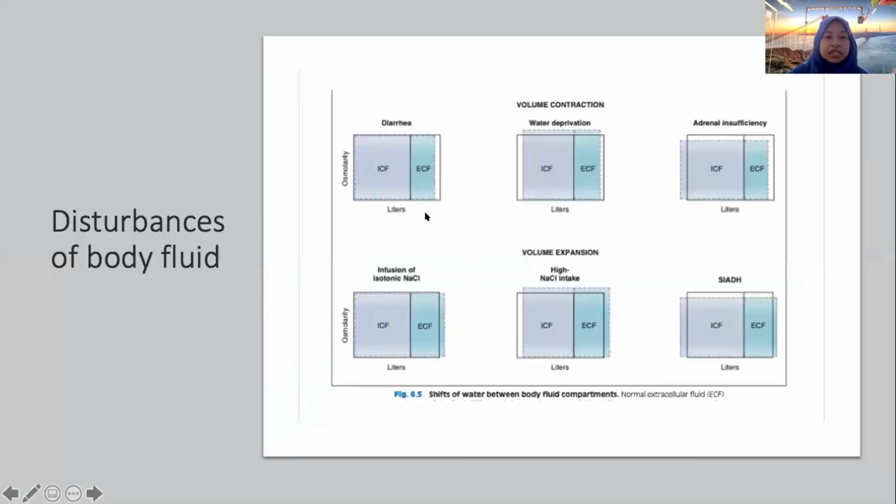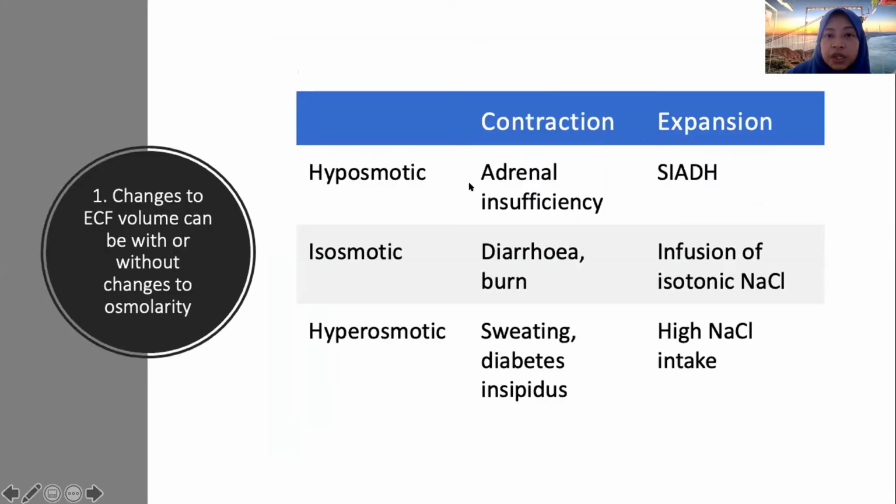So let's look at the disturbances of the body fluid. When we talk about the disturbances of the body fluid, it can be either contraction or expansion. Contraction means the volume is reduced; expansion means the volume is increased. And then you talk about the osmolarity, if it is hypoosmotic, isoosmotic, or hyperosmotic. So these are some of the examples: hypoosmotic contraction, hypoosmotic expansion, isoosmotic contraction, isoosmotic expansion, hyperosmotic contraction, and hyperosmotic expansion.